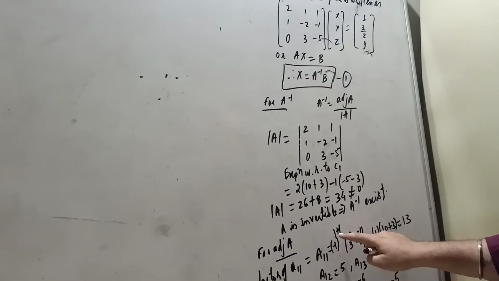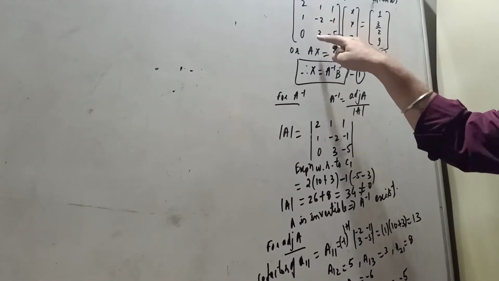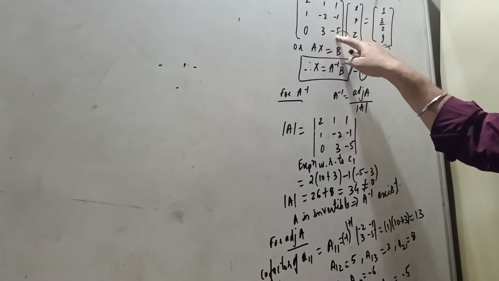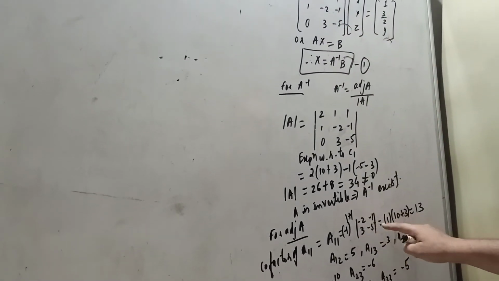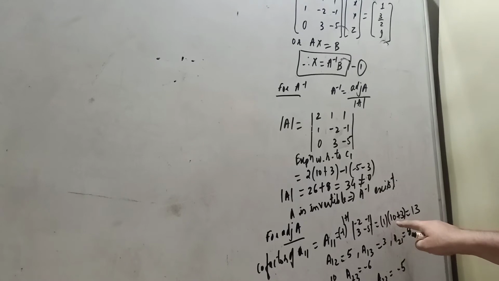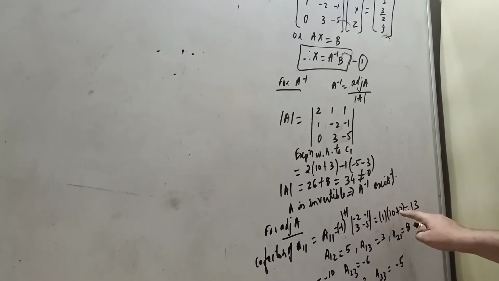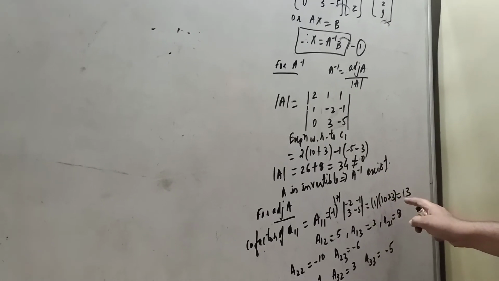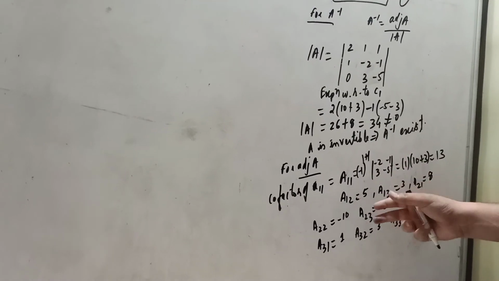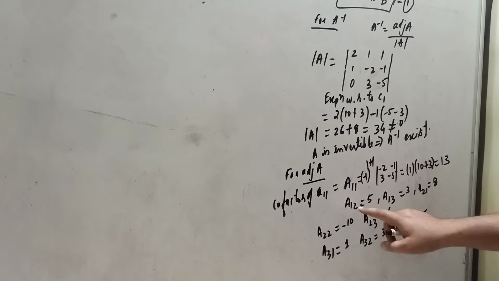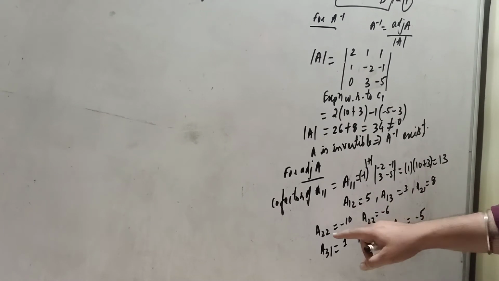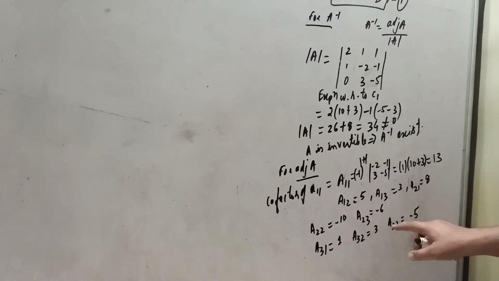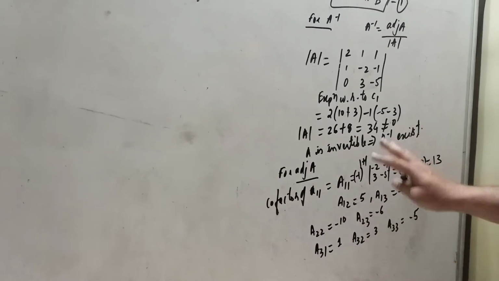So minus 1 power 1 plus 1, subdeterminant of 2, minus 1, 3, minus 5. So minus 1 power an even number, plus 1, 10, minus sign in between, minus 3, this will become plus 3, 13. In the same way we can find, as I already explained, the cofactors of A12, A13, A21, A22, A23, A31, A32, A33. Means we have to find the cofactor of all elements.